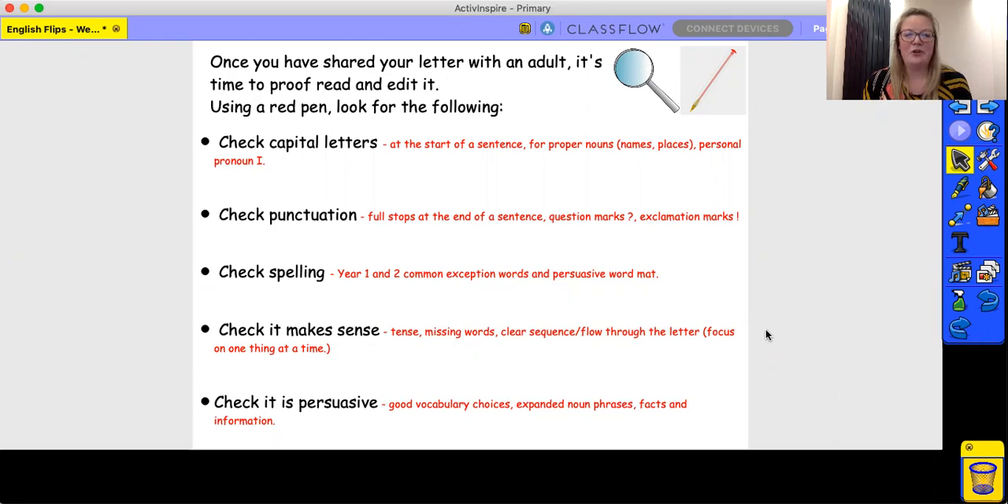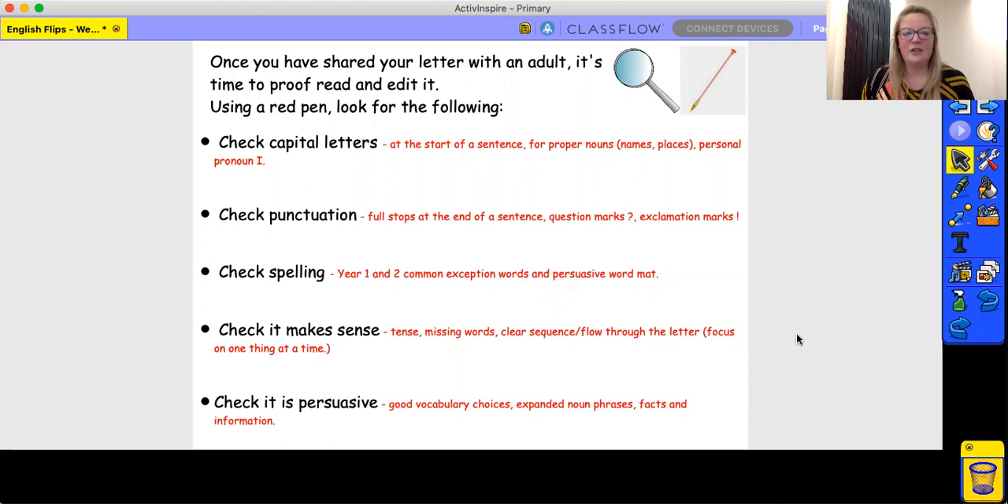Thirdly, when you read through your work again, I would like you and your adult to work together using the word mats and the persuasive word mat to check your spelling. Next, and this is the hard one, I would like you to check that your letter makes sense, particularly checking that you haven't missed any words out of your sentences and that your letter flows and is in good sequence. Remember to focus on one thing at a time to really draw the attention to the reader about that point.